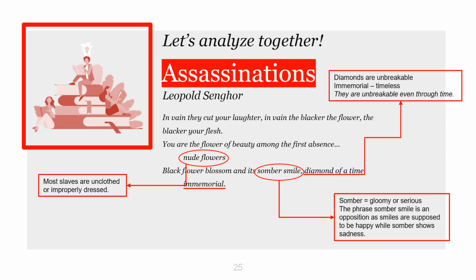The next one is diamond of a time immemorial. Diamonds are considered unbreakable. They're one of the toughest stones or gems around. And when you say immemorial, it's timeless. So both of them show that they go against time. They are strong, unbreakable, even through time.